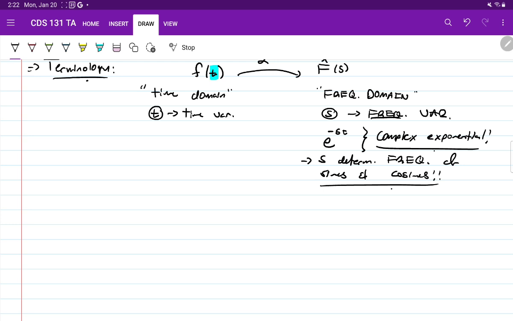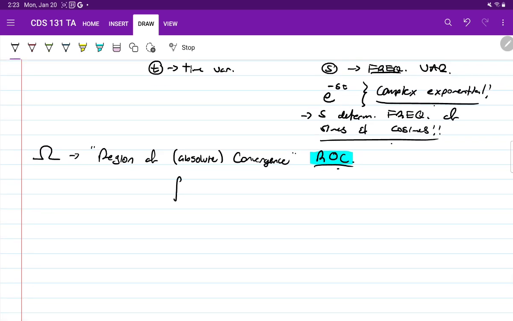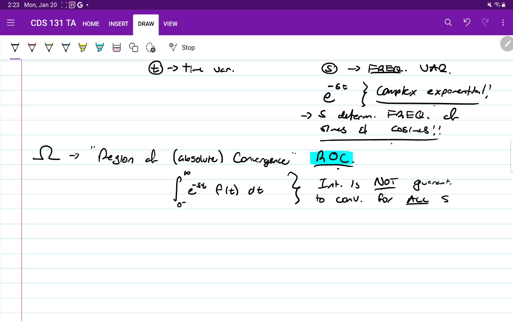Okay, so above in this definition of the Laplace transform, we set out this set omega, the region of absolute convergence, or ROC for short, right? Because based on the definition, which I'll just rewrite out here, the integral from 0 minus to infinity of e to the minus st times f of t dt, this tells us that this integral is not guaranteed to converge for all values of s, right?